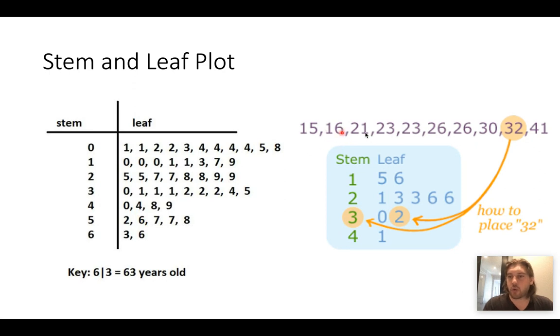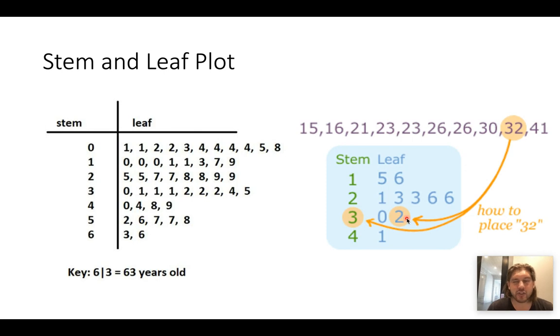If you're creating one, let's say these were your data. You create your stems based on, in this case, your decades, right? Your teens, your 20s, your 30s, your 40s. And then this 32 has a stem of 3 and a leaf of 2. And so you just sort of transpose the data down into the plot.